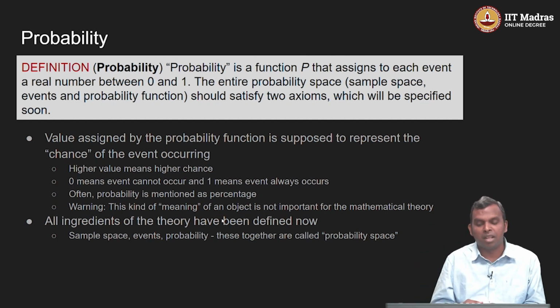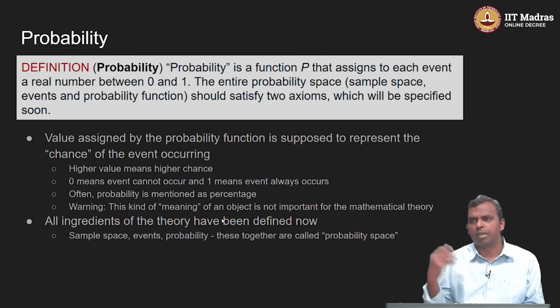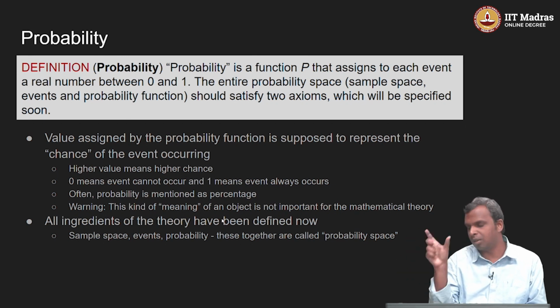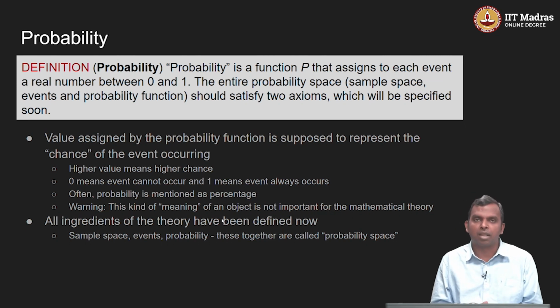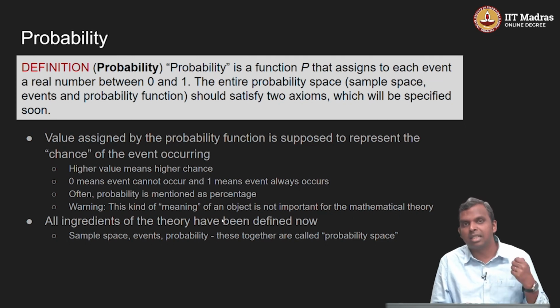What is this? Okay, now as a mathematical object, this is just a function from the events to the line segment between 0 and 1 on the real number line, right? So some value between 0 and 1. That is the function definition, just mathematically. But what do we want it to be? We want the value assigned by the probability function to be something like the chance of the event occurring. Okay, that's our intuition. We want the probability function to represent the chance of the event occurring.